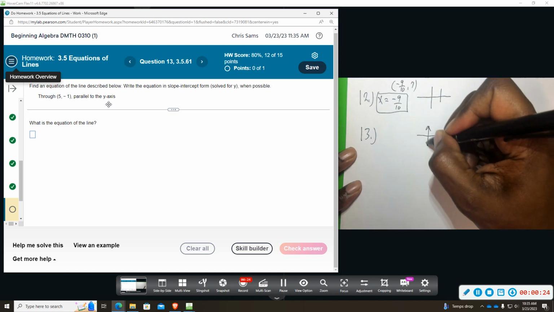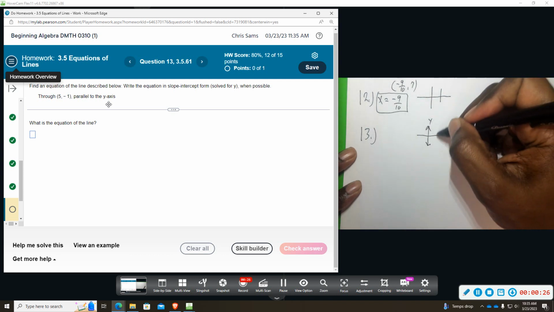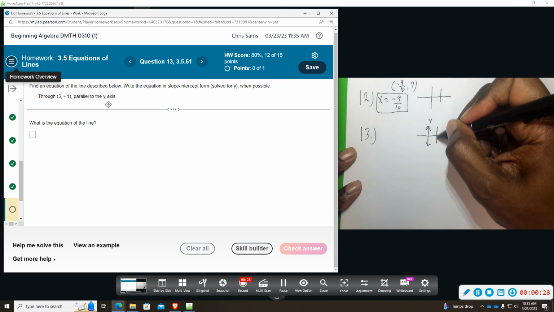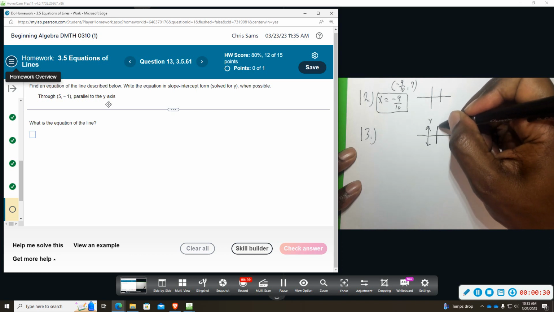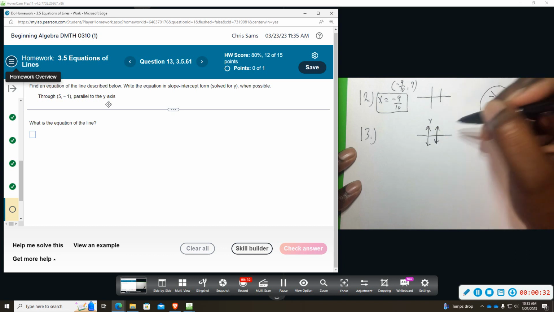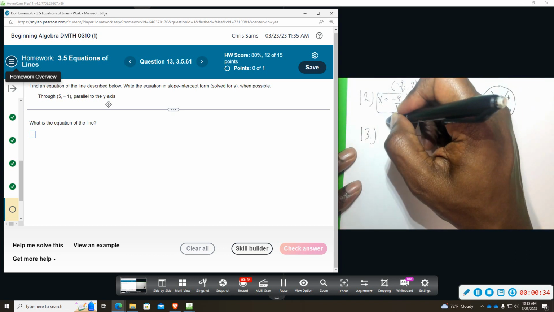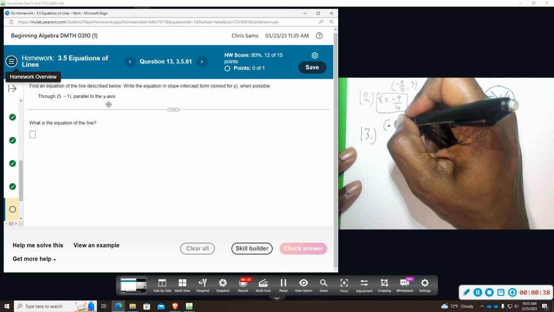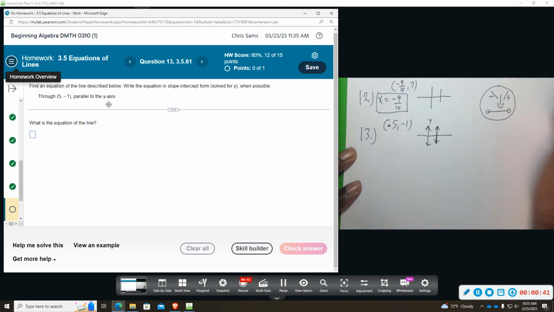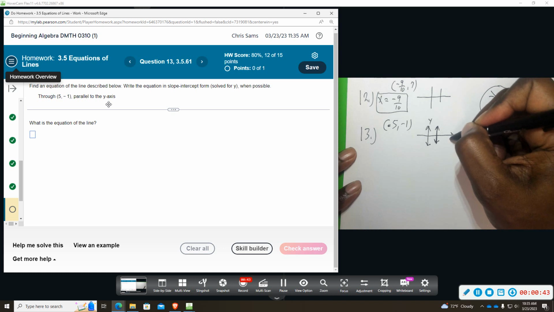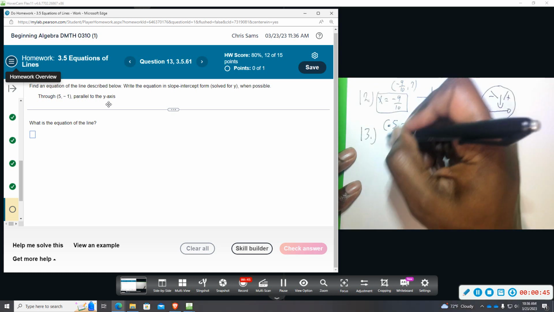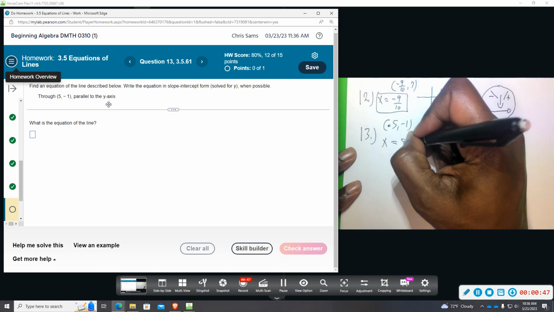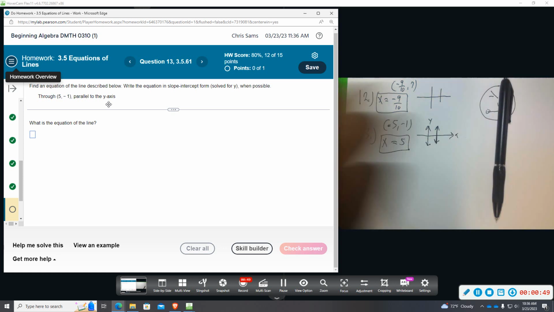here's my y-axis, parallel to the y. Did we change gears? Same thing. It's going to be something like this, a vertical line that's parallel. It's going to go through the point (5, -1). Again, vertical, crossing only the x-axis. I'm concerned with only the x value, so x equals 5. That's all we need there.